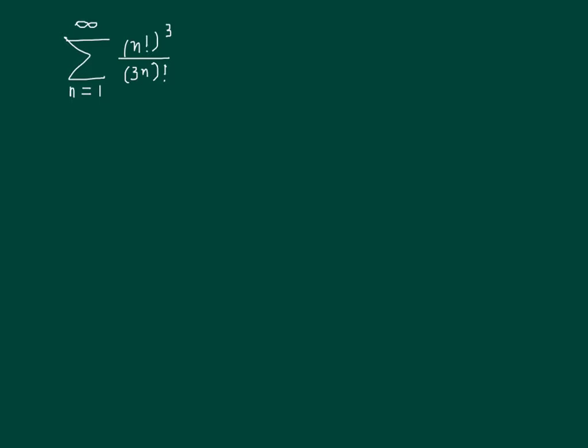Let's look at an application of the ratio test. In this example, we've got a series with factorials in both numerator and in the denominator, and as we've discussed, when that's the case, the ratio test is a good test to try. So, in this case, our a sub n's are (n factorial) cubed over (3n) factorial.